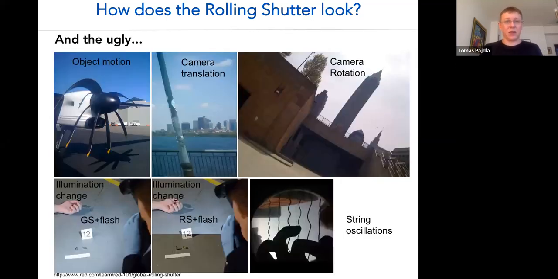We can see this in extreme situations, like when imaging a propeller, when going on a very fast train, or when rotating the camera, which creates large velocities at the edges of the image. Other issues come from changing illumination with flashes, when the flash is not performed exactly in the so-called flash window, that means the time interval in which all rows are exposed. Then we may see some parts of images illuminated with the flash and other parts without the flash. And when seeing fast motions, we may see very strange effects, for instance string oscillation.